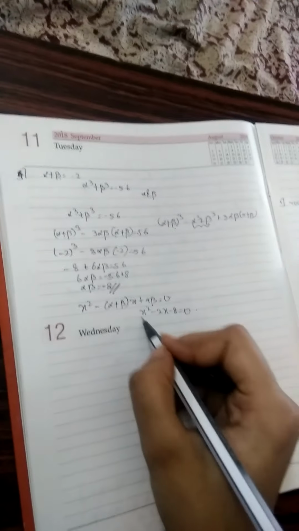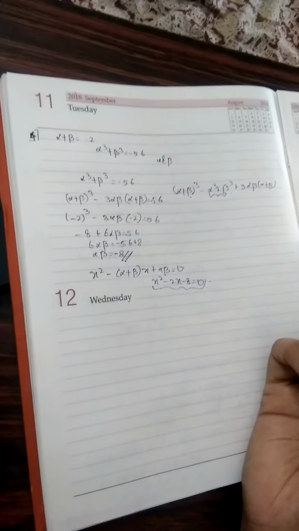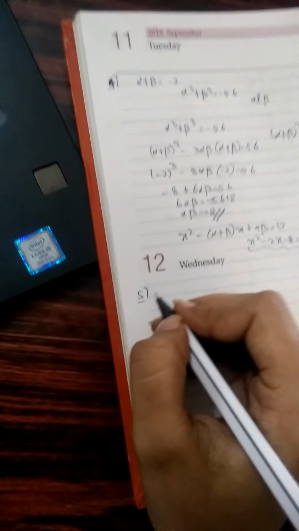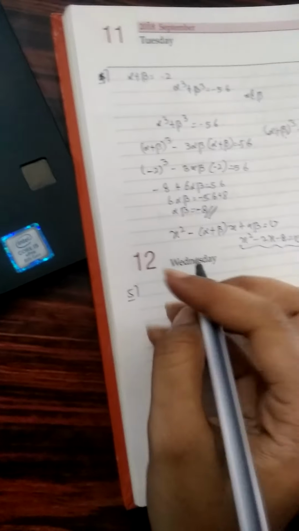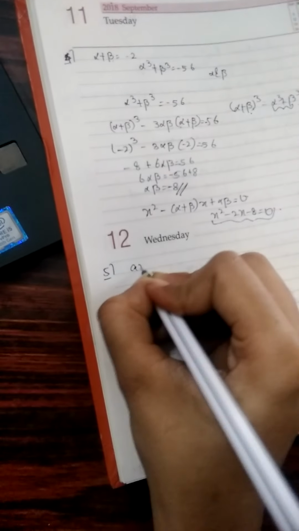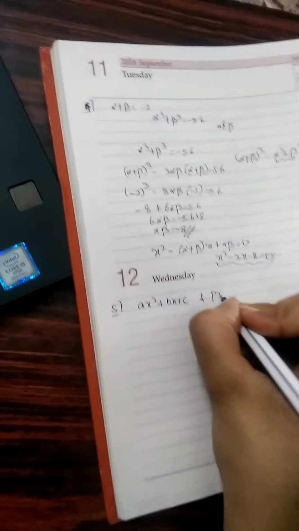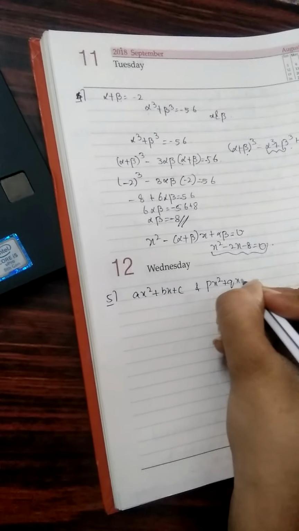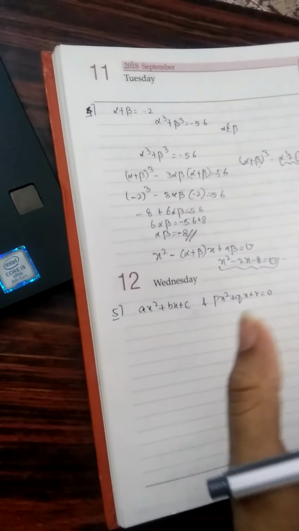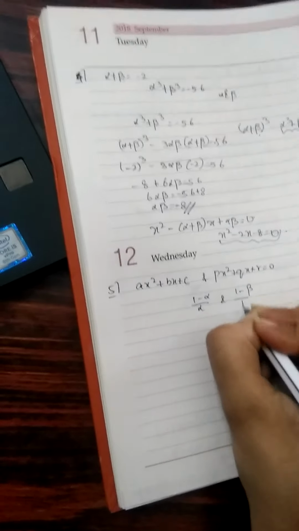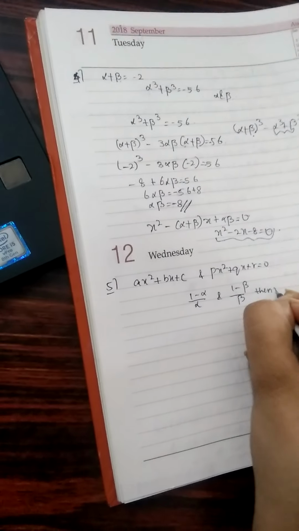Okay, so we need to form this equation. This equation is in the answer. Okay, so we'll be going for the first one. They have given alpha and beta are the roots of the equation ax square plus bx plus c, and px square plus qx plus r is equal to 0. So they have roots (1 minus alpha) by alpha and (1 minus beta) by beta. Then we need to find r.